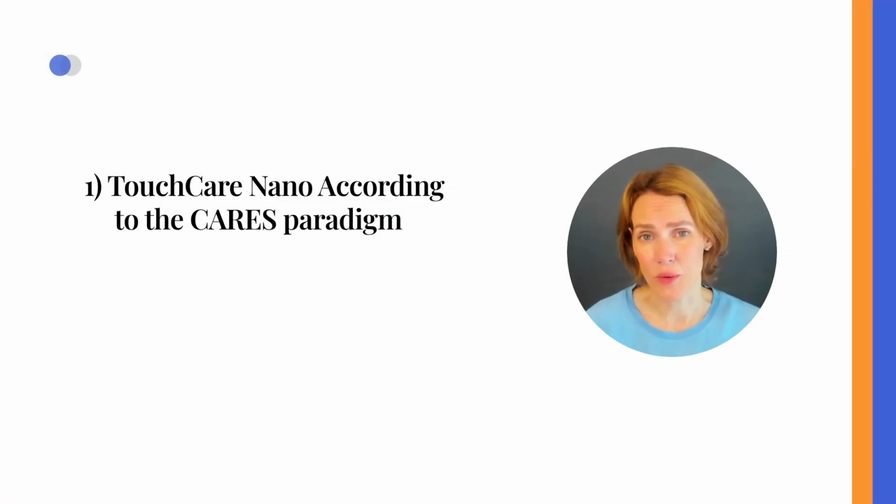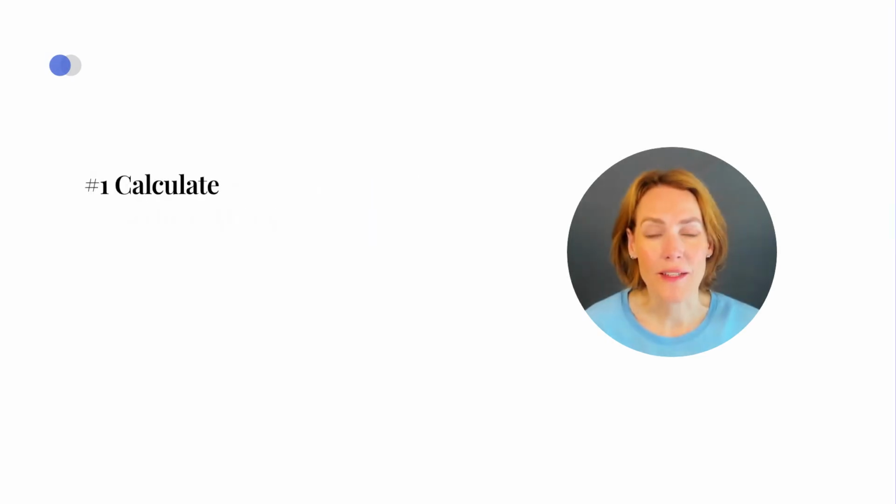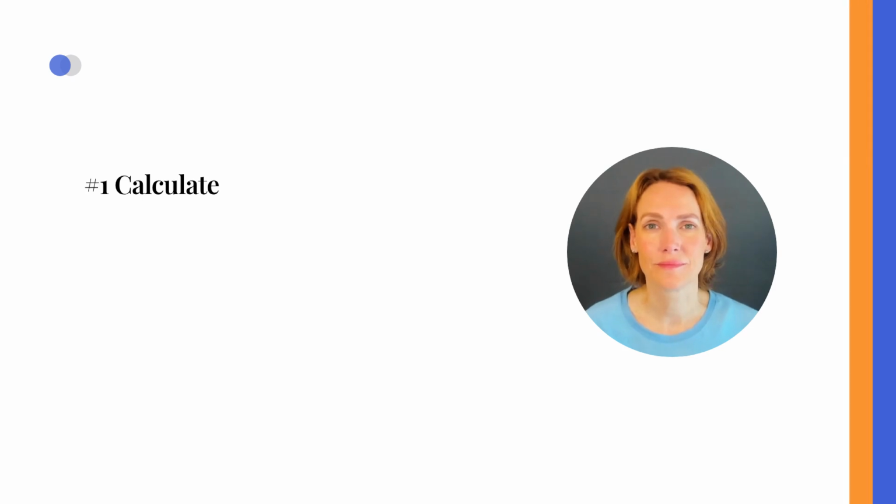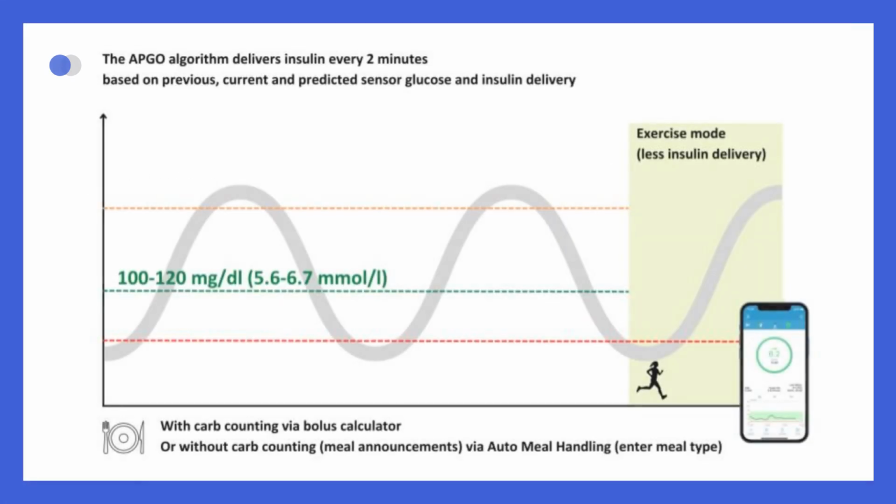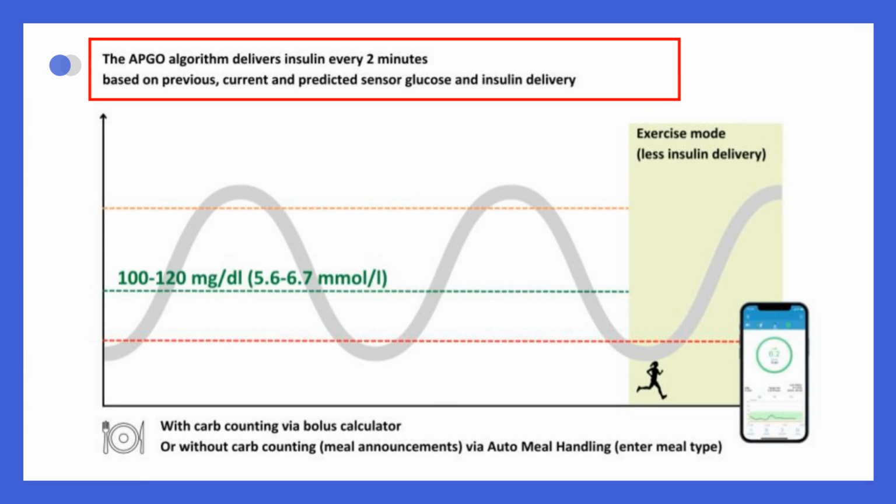1. TouchCare Nano according to the CARES paradigm. 1. Calculate. The TouchCare Nano System has an AI-enabled algorithm that adapts insulin delivery every 2 minutes. It combines two advanced control strategies: hybrid proportional integral control and model predictive control.